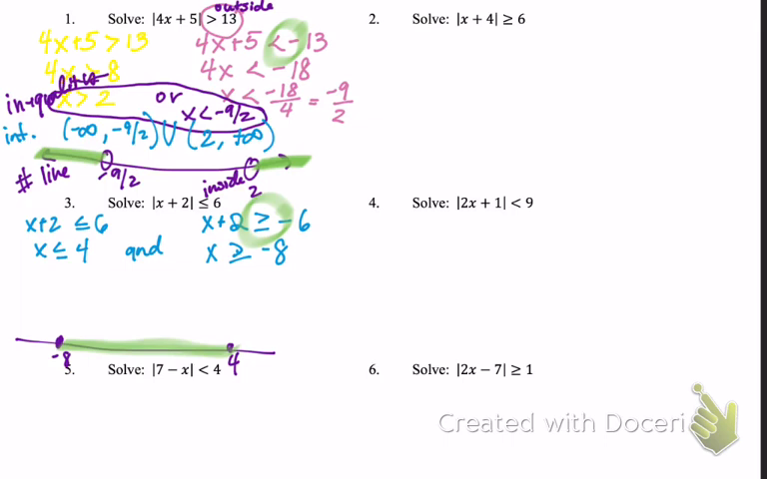And so then if I were to write this as inequality or interval notation, this is inequality notation right here. If I wanted to write it as interval, I would say bracket, negative 8, comma, 4, close bracket.